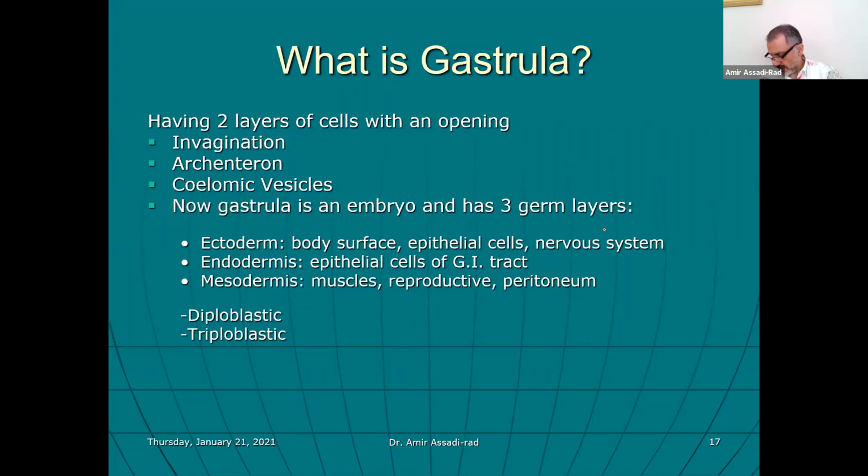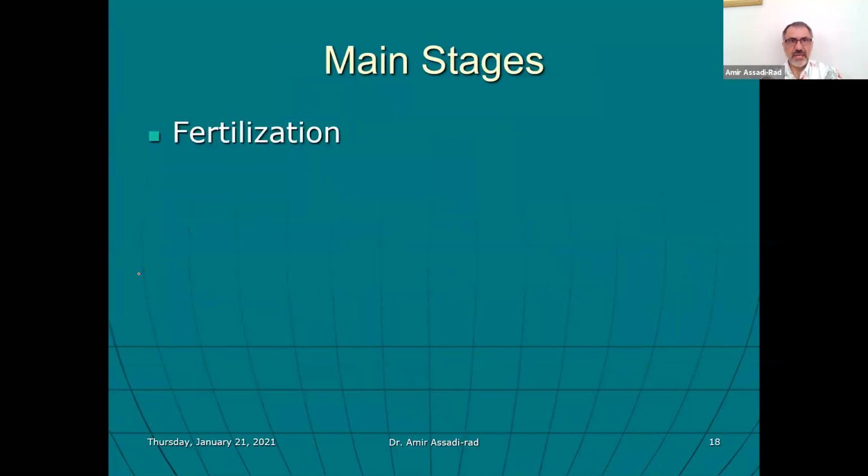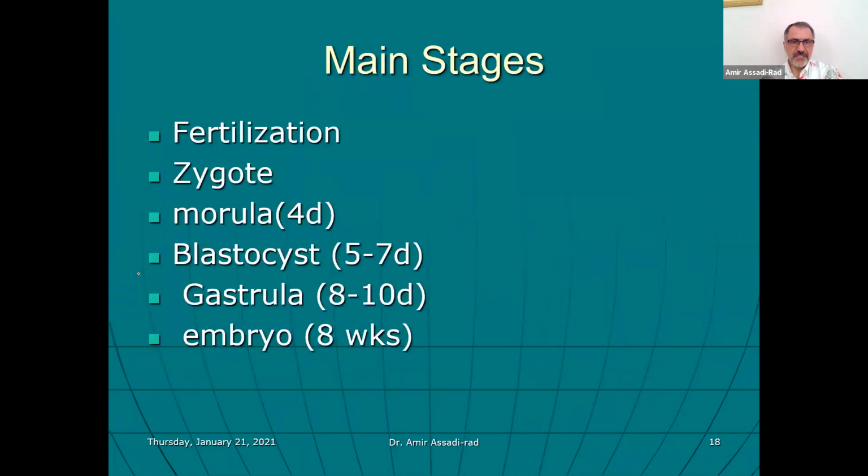Diploblastic animals have only two layers, ectoderm and endoderm, okay? Triploblastic animals have all three of them. I'm going to write down T and D. D, diploblastic, has these two layers, animals like starfish, okay? And triploblastic animals, you and I, most of the animals in the animal kingdom are triploblastic. They have three germ layers: ectoderm, endoderm, mesoderm. Know the fate of the blastopore in protostome and deuterostome animals. We'll talk about that.